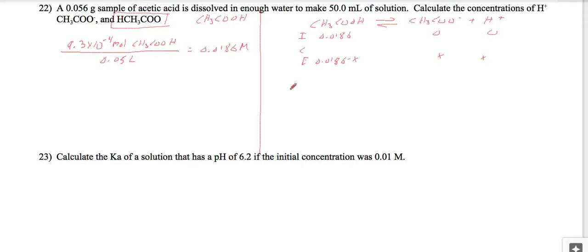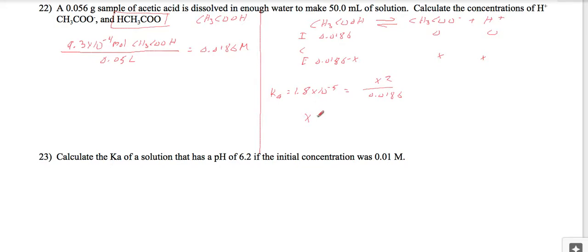We end up with a Ka for this thing. Yeah, the approximation should work on this one. Let's find out. If it doesn't, I'm not going to go back and do the quadratic. We're just going to leave it unfinished. Times 10 to the minus fifth, second square root. Yeah, we're at 3%, so we're good.